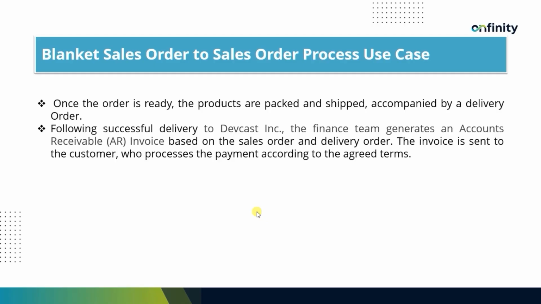Once the order is ready, the products are packed and shipped, accompanied by a delivery order. Following successful delivery to DevCast Incorporation, the finance team generates an accounts receivable AR invoice based on the sales order and delivery order. The invoice is sent to the customer, who processes the payment according to the agreed terms. Generating the AR invoice ensures that the transaction is recorded correctly in the financial system. It triggers payment collection and maintains accurate accounting records, completing the sales cycle for this order.